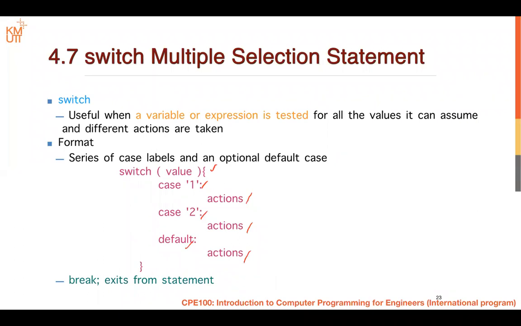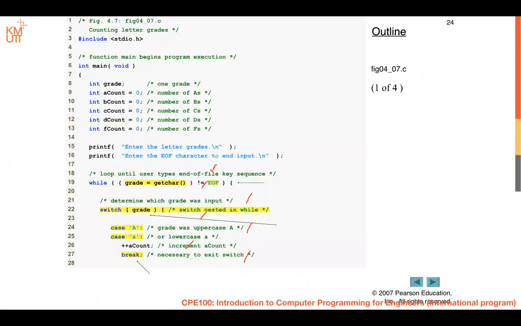Okay, this is the format for the switch multiple selection statement. Maybe we'll go to the C program in order to make it easier to understand. Okay, let's see this example. Right, if you want to check the number of grades that you input from the keyboard.